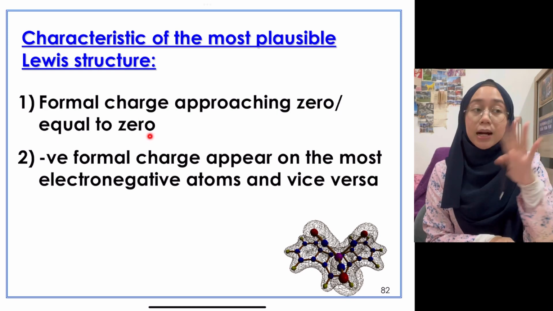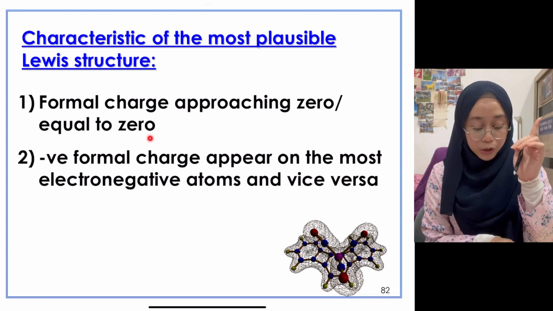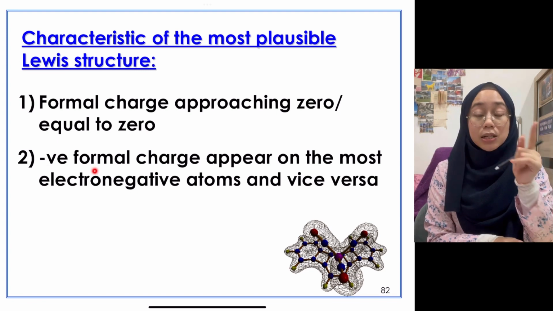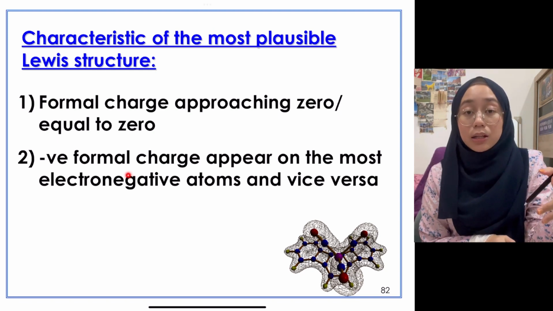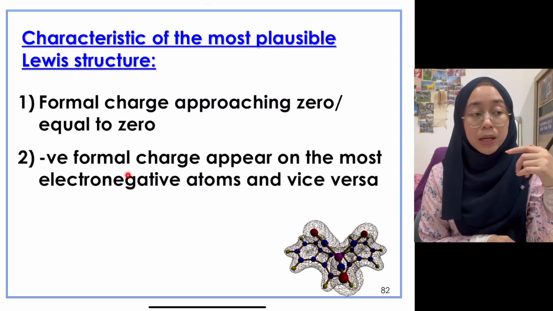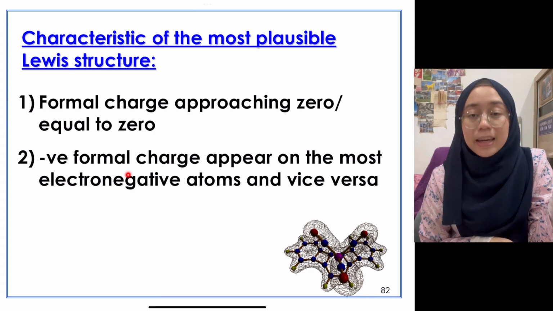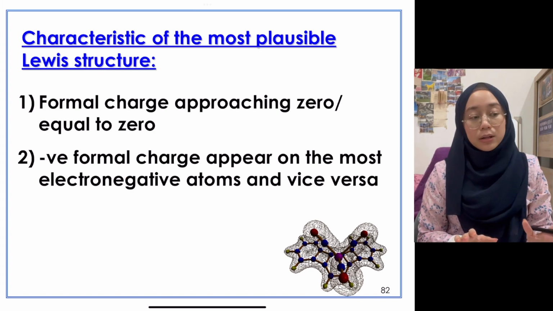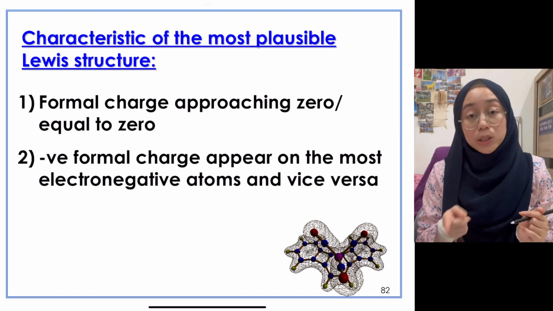But at the same time, kalaulah ada charge yang negatif ataupun positif yang kamu kirakan, so you have to make sure that the negative formal charge appears on the more electronegative atom. Ataupun kalau kamu dapat yang positive charge tu, make sure the positive charge is on something that is more electropositive pula. Okay, so as long as they obey these 2 characteristic, then kita boleh cakap this one is the best structure ataupun the most plausible Lewis structure.